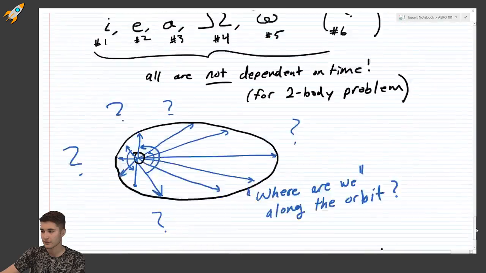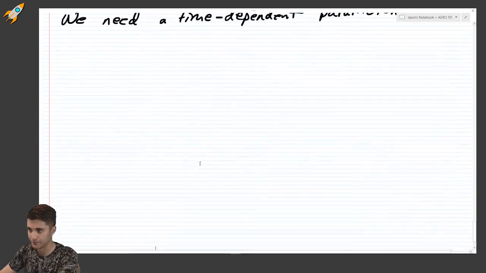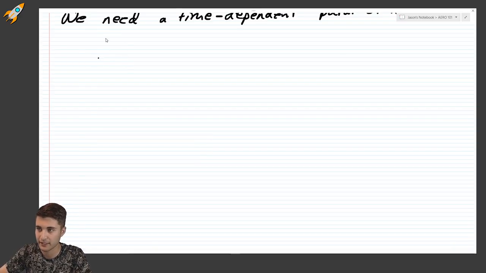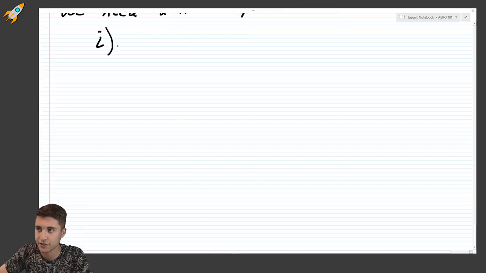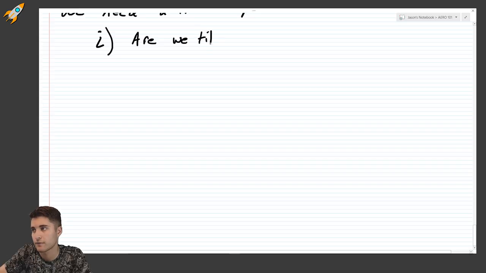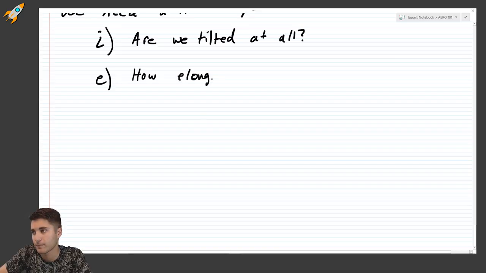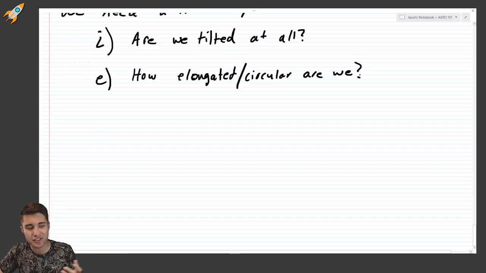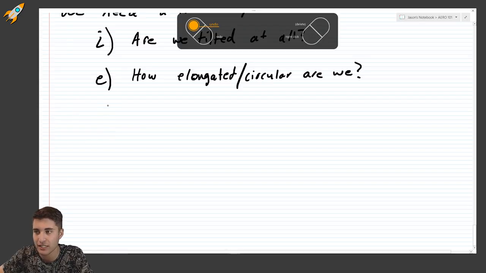All right, and I'm going to write these out for you, just to make it a little bit simpler. So we've got inclination. Are we tilted? Are we tilted at all? And then we solved eccentricity, right? How elongated or circular are we, right? That's the second one that we came up with. And you can see each of these defines like a visual parameter of the orbit. That's why it's so much easier to work in this mode rather than position and velocity.